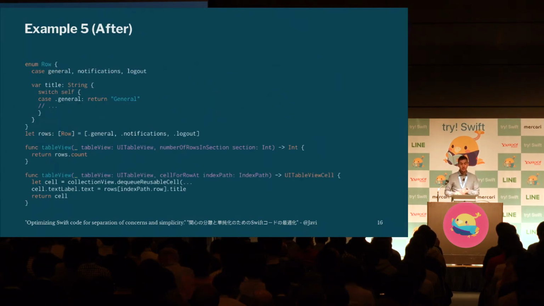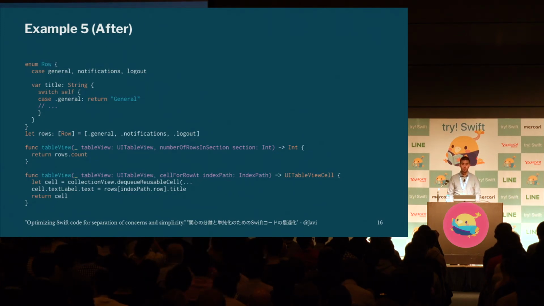So what we can do here is create a source of truth for the data behind a table view, even if it's a static one like this. Now, if we want to reorder the rows or add a new one, we can do that with our row type, and we don't have to deal with index paths.